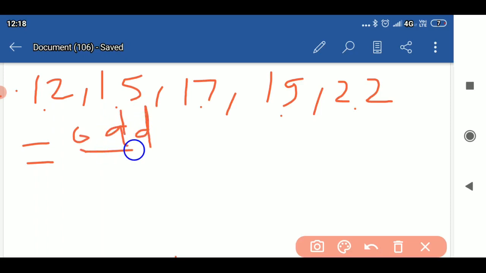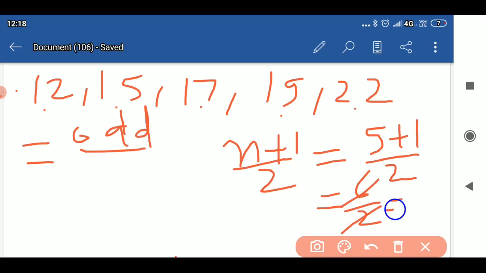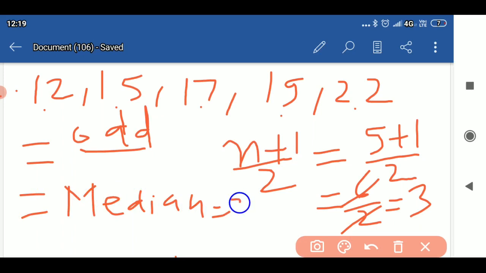which formula? N plus 1 divided by 2. So here the number of observations is 5, 5 plus 1 divided by 2 is equal to 6 by 2, and when we divide it, we get 3. So it means the median is the third position of the data value. So 1, 2, 3. So 17 is the median value of this data.